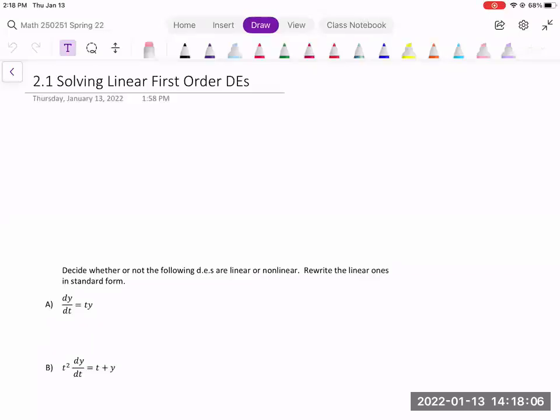Okay, today we're going to be learning about how to solve linear first-order differential equations. So first, a reminder of what those are.